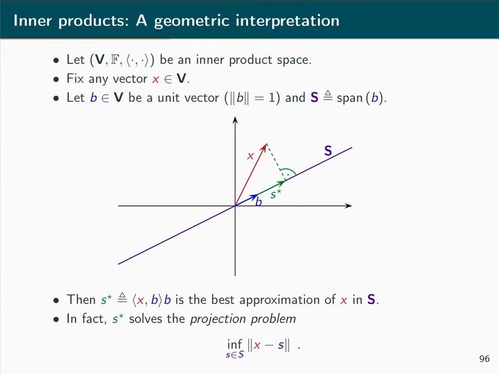In fact, S star is the solution to the projection problem: minimize over all vectors s in S the length of the difference between the vector x and the vector s. So the difference inside the norm corresponds to the error vector, and we observe that for the best approximation S star, this error vector is perpendicular to the subspace S, which is a property that holds more generally, as we will show in the projection theorem.